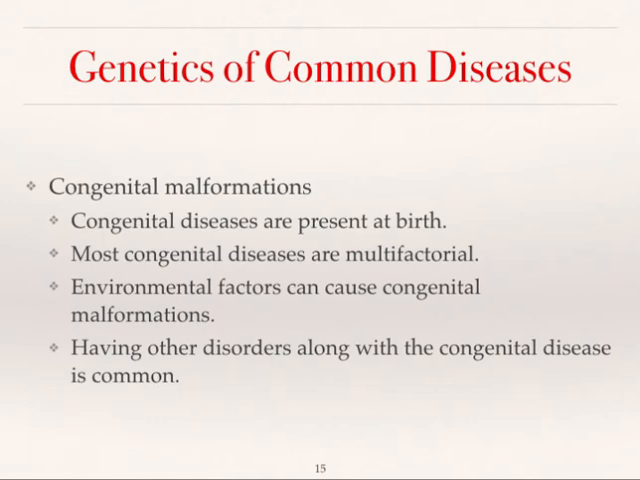Genetics of common diseases. Congenital malformations, obviously, I'm sure you've heard a lot of this before. A lot of congenital diseases are obviously present at birth. They're born with that, and a lot of them are multifactorial. A good example would be neural tube defects, like spina bifida. In moms that are pregnant, we always want to make sure that they're on folic acid. There's been links with low folic acid levels in pregnant women and the development of a neural tube defect. So now we always make sure, obviously, that they're taking folic acid in their prenatal vitamins.